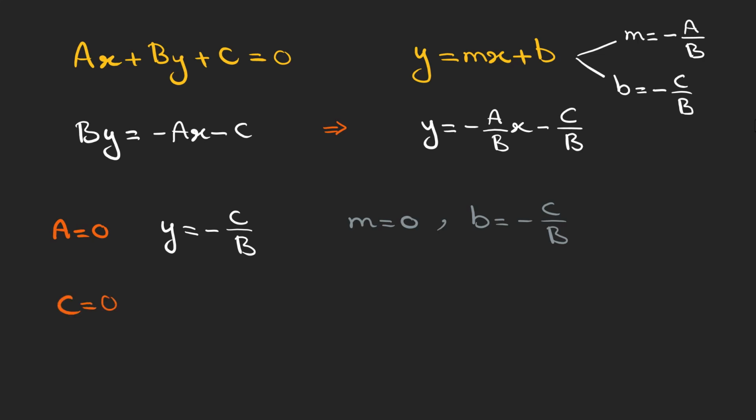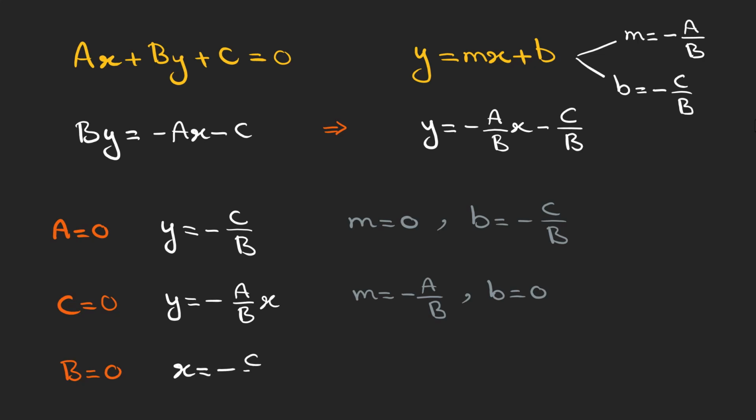For the case that c is 0, we can write the equation as y equals minus a over b multiplied by x. Here the slope is minus a over b and the y-intercept is 0. It means that the line passes through the origin of our 2D plane. And finally, if b is 0, we can write the equation of the line as x is equal to minus c over a. In this case, m is undefined, and as this line is parallel to the y-axis, it doesn't have any intersection with the y-axis.